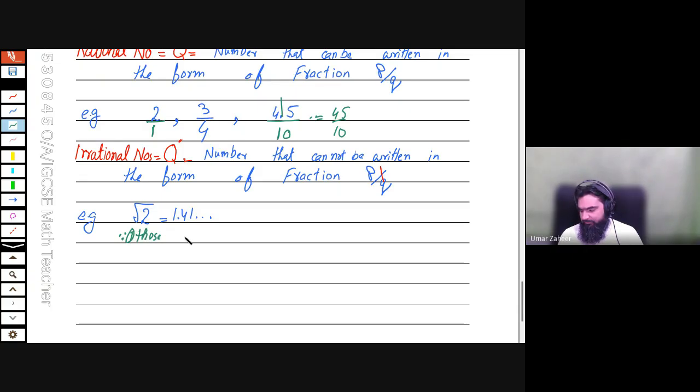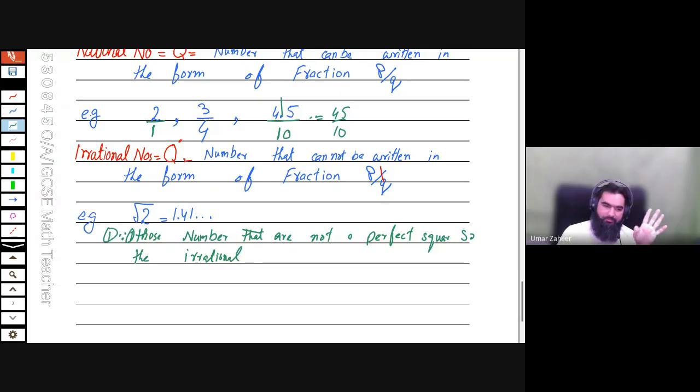Those numbers that are not a perfect square are irrational. All right? It's just one thing, okay? Not every irrational number is like this.